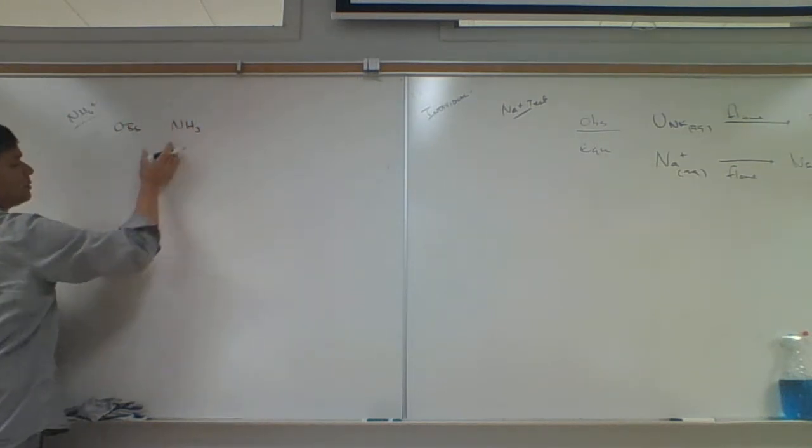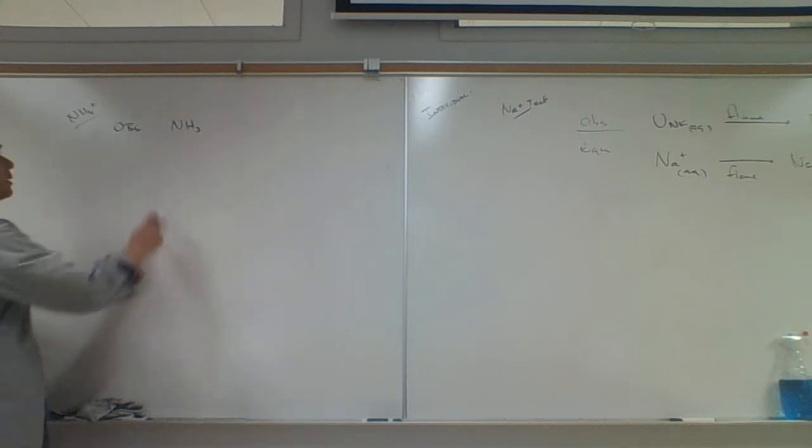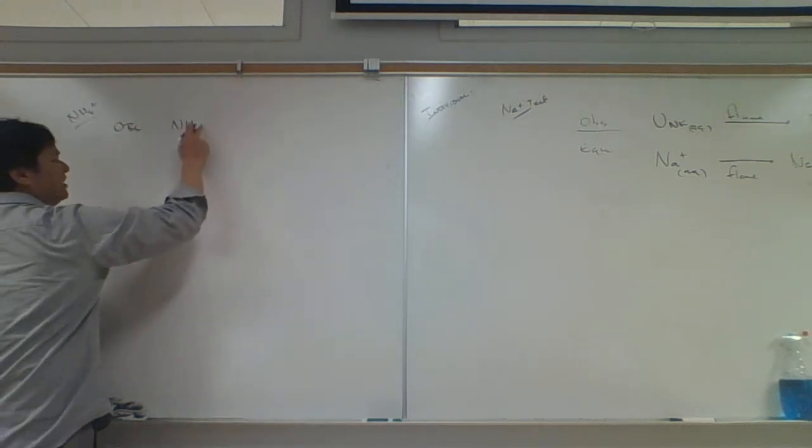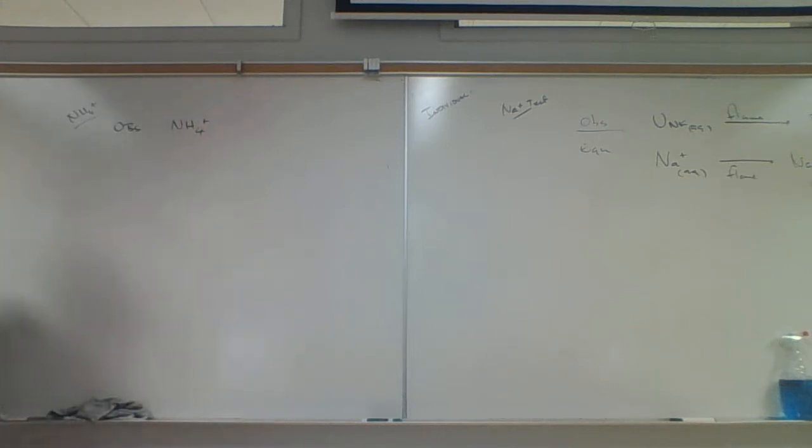One of the chemical properties of ammonia is that it's a base, and so it should react with acids. But ammonium is not ammonia. Ammonium is an acid, NH4 plus. And ammonium should react, on the other hand, with bases. And so this is what we'll do.